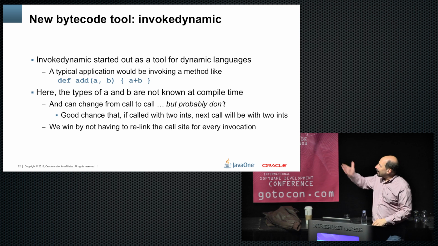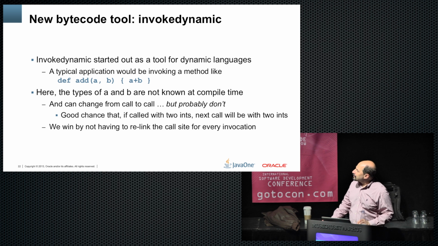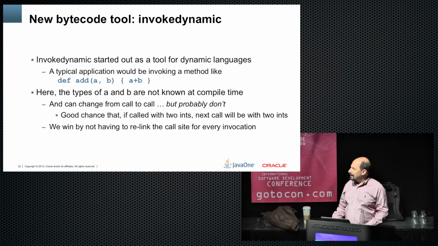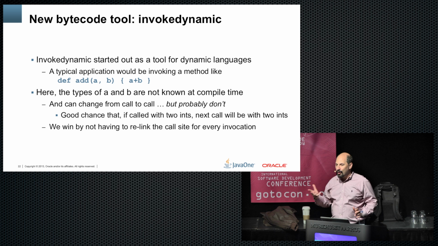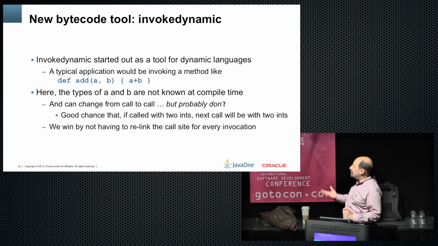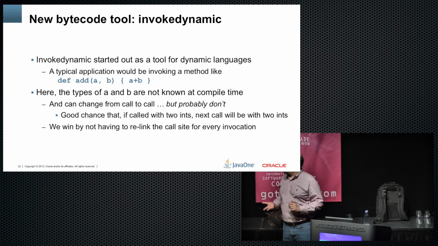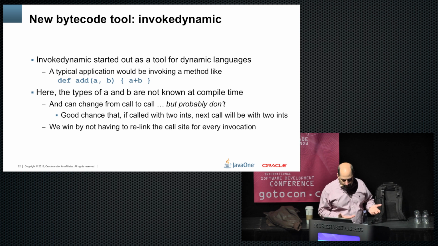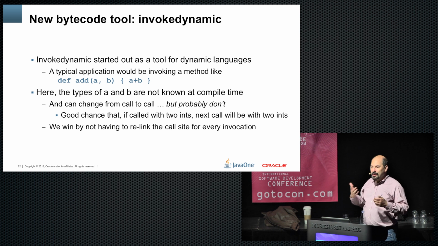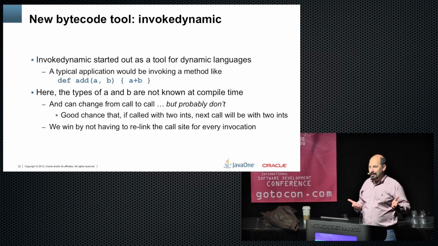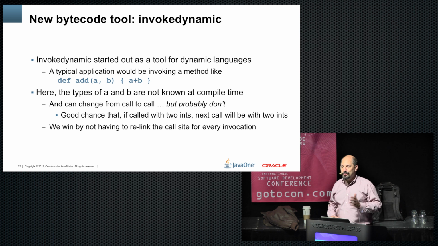So as an example, here's some code in Ruby where you say, I have an add method, takes 2 arguments A and B, and its body is A plus B. But since we don't know the types of A and B, we don't know what that plus really means. That could be 2 integers, could be 2 floats, could be 2 strings. So we don't know the types of A and B at compile time. We know them at runtime. The types could change from call to call, but the reality is they usually don't.